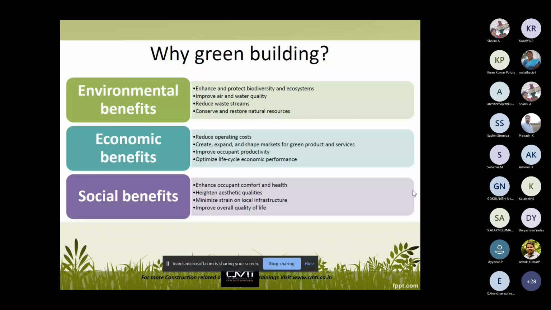So how it reduces the operation cost, that also we will discuss. And create, expand, and shape markets of green products. There are so many products coming up in the green category. So what are the products and how it is helpful, that we'll see. Improve the occupant productivity, means with better indoor air quality and working atmosphere.